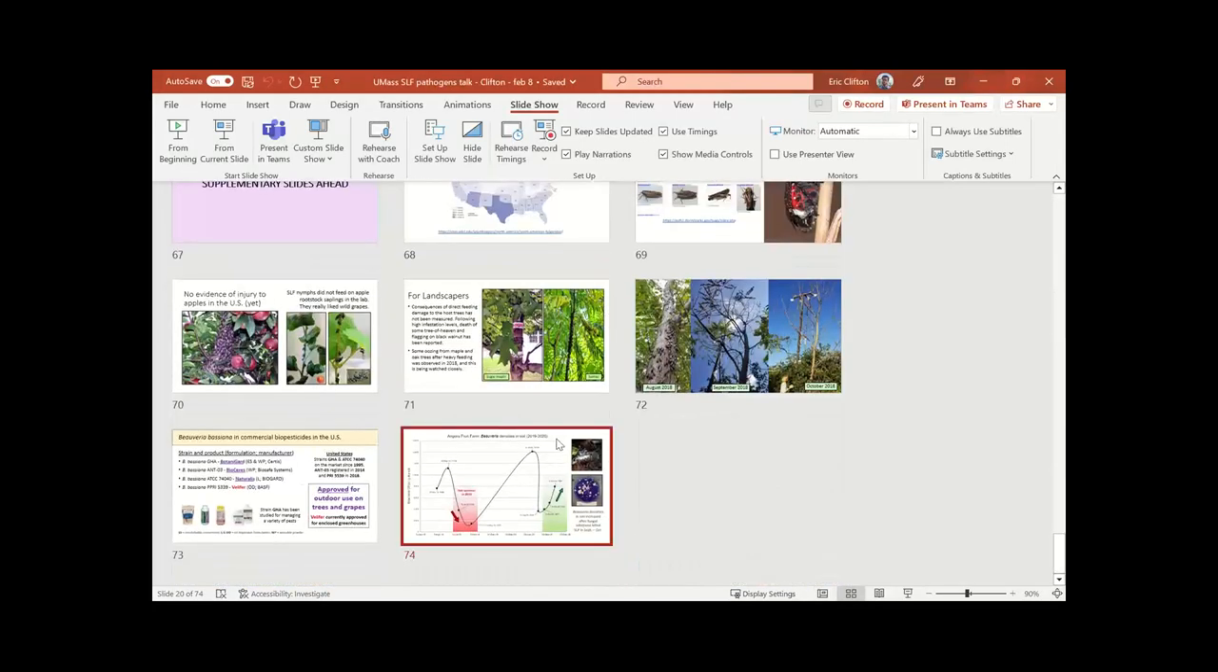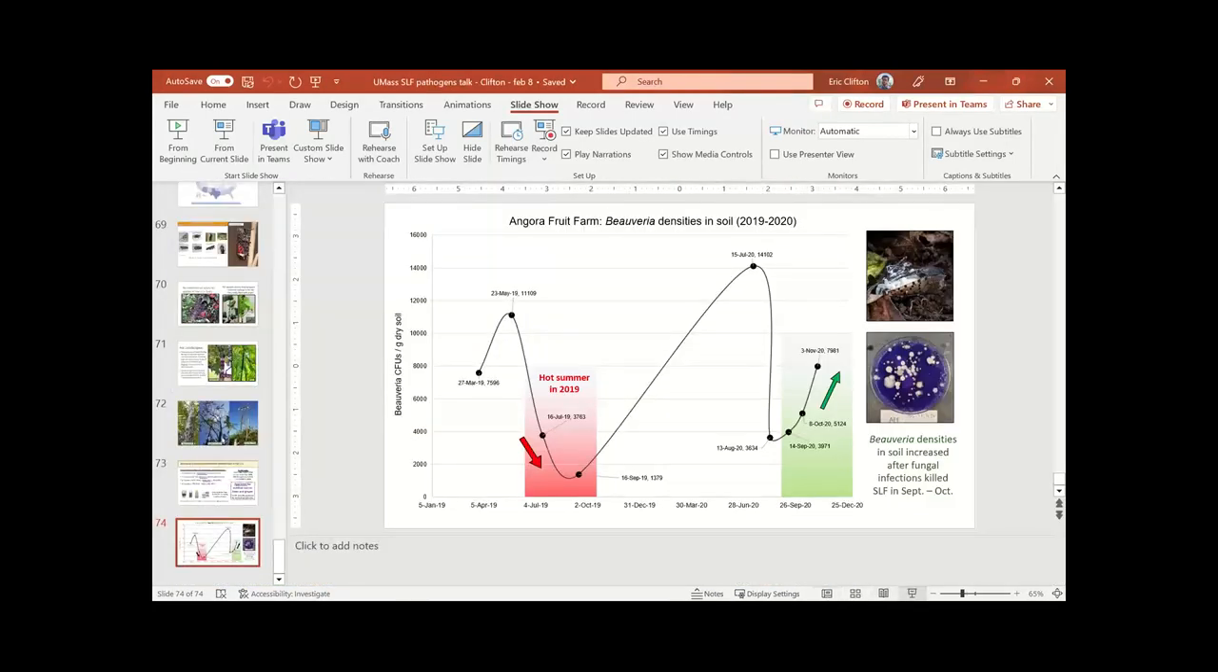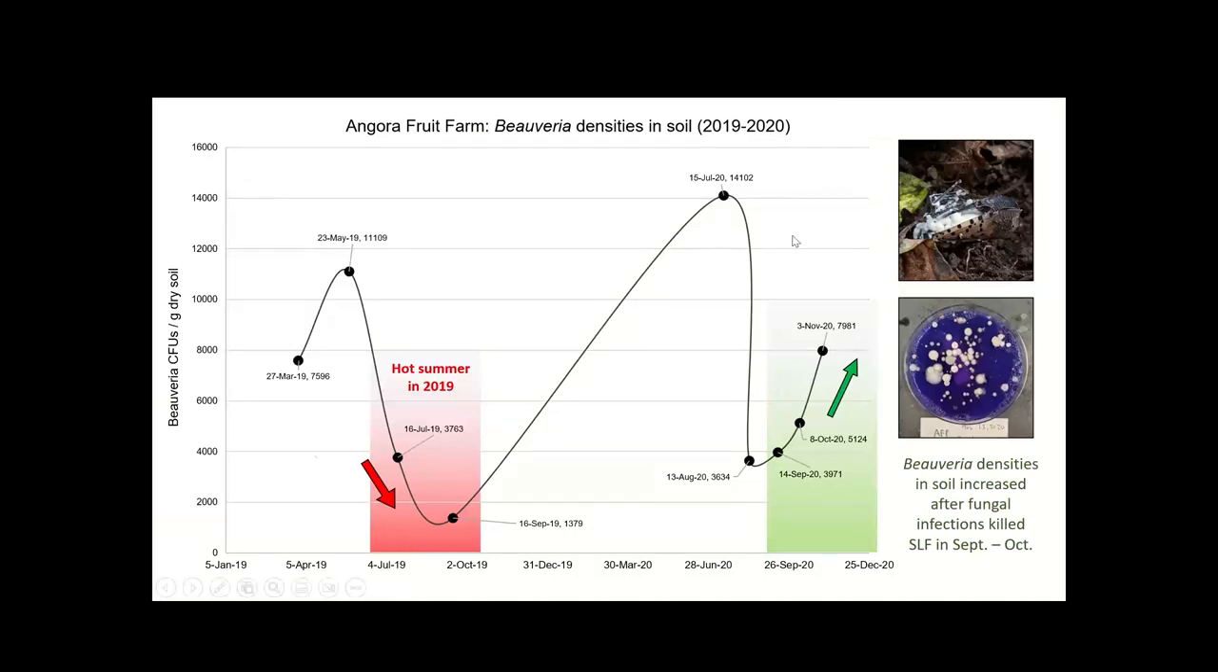Hold on, supplemental slides. So this is showing a field site I went to multiple times. I would take soil samples, plate them, and count CFU. These are colony forming units on plates. Basically what you're seeing is the concentration of Beauveria in the environment. In March, they're at this level, like 8,000 CFUs. They go up in May, but then all of a sudden it's hot in 2019, and numbers go down. I'm not surprised. Jump ahead to 2020, numbers are high, and they're low again in the summer when it's hot.